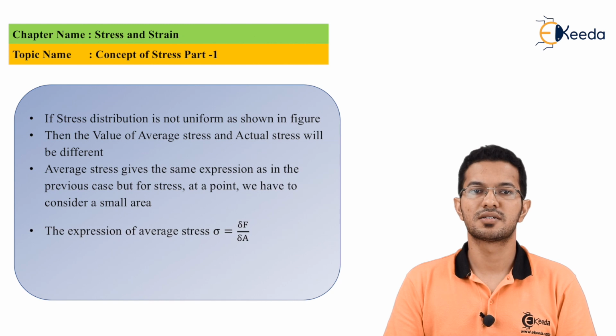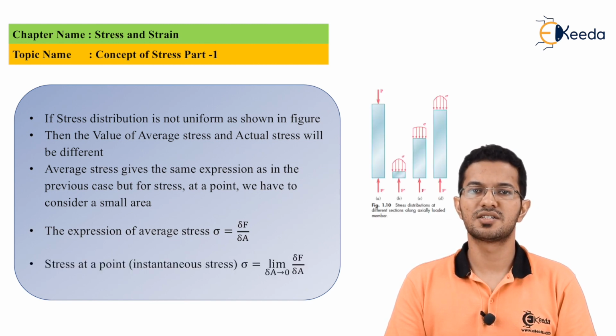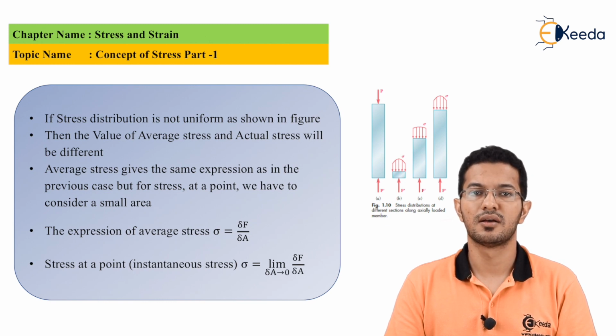In the analysis of stress which we have done now, there is an assumption that stress is uniformly distributed over its cross section. Hence, stress is the same for the whole section and for a point, that is, average stress and instantaneous stress are the same. If the stress distribution is not uniform over the cross-sectional area, then we define the stress by considering a small area delta A, which is subjected to a small load delta F. Then we can say that sigma is equal to delta F upon delta A.